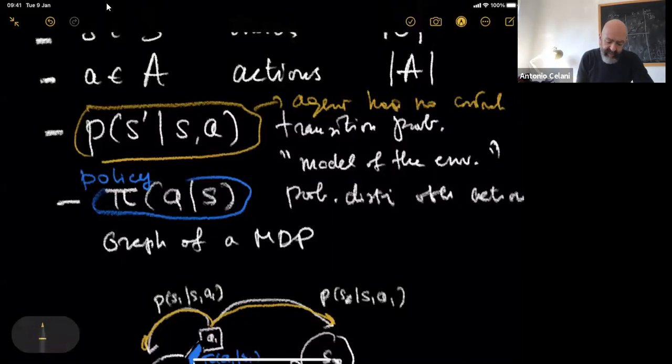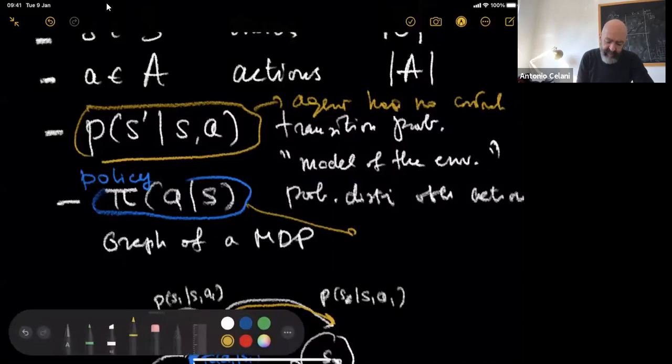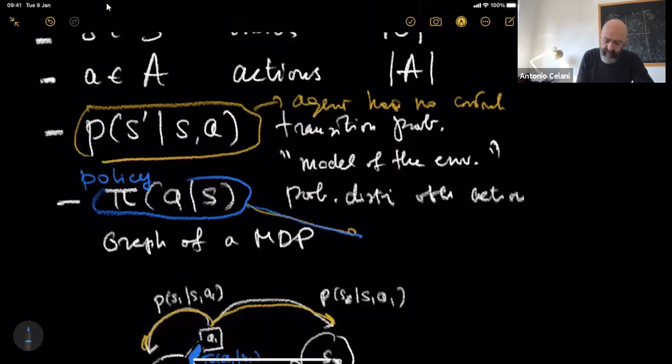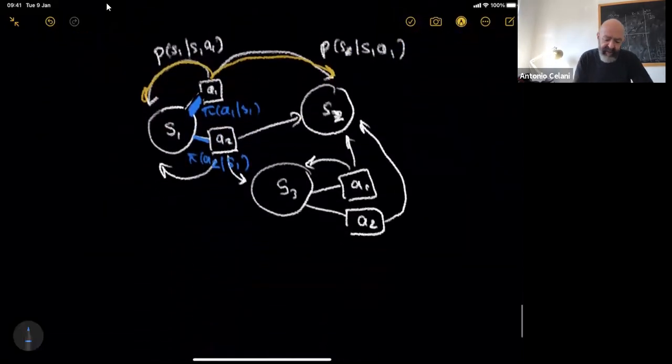On the other hand, this part here of the policy, this is something over which you have control. And the goal will be to find out the best policy. But best policy with respect to what? So we still have to define the central thing in our problem, which is to define the goal.